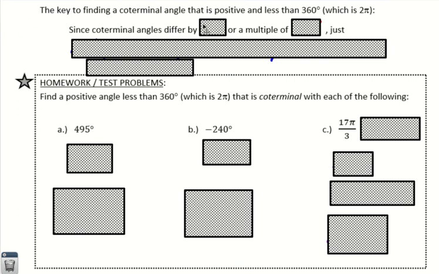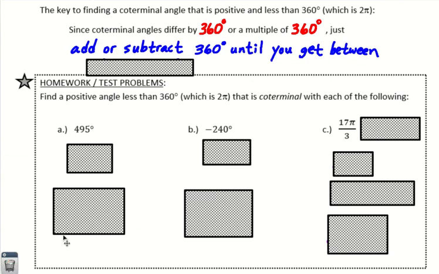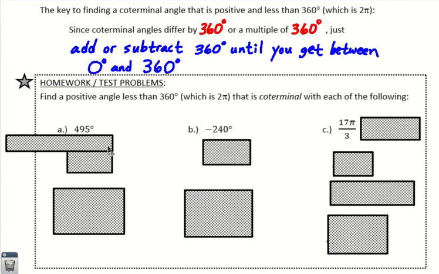Example time. But first this. What does this say? The key to finding a coterminal angle that is positive and less than 360, also 2 pi, 360, 2 pi. What is that? Well, since coterminal angles differ by 360 degrees, or a multiple of 360 degrees, just add or subtract 360 until you get between 0 and 360. So I think these examples will make it really clear what we're doing here and what all that means.